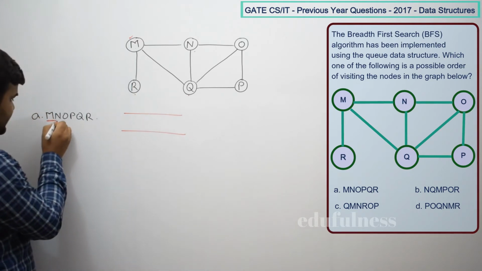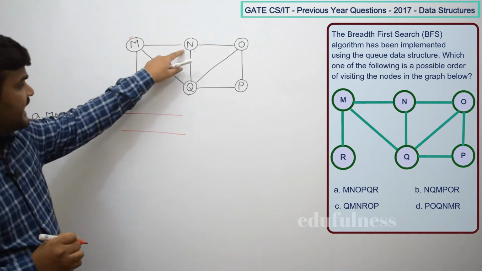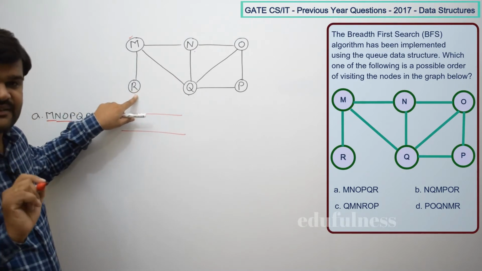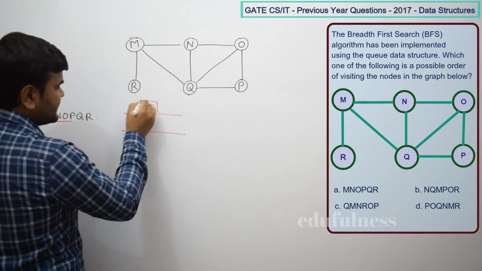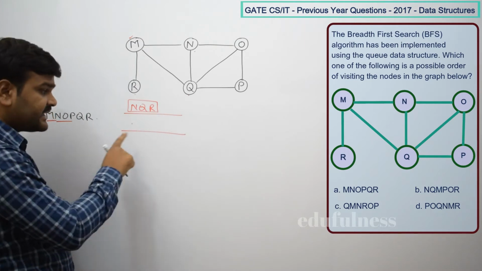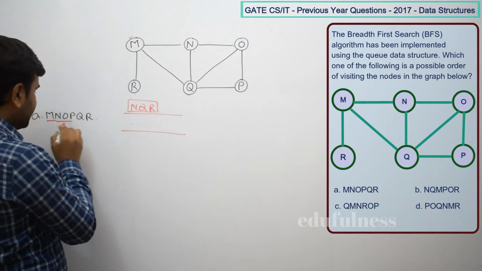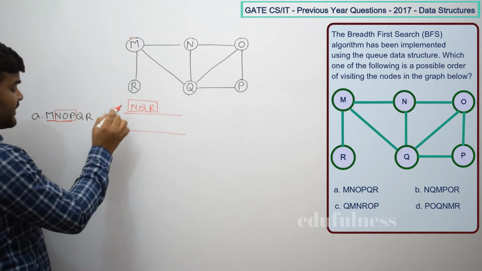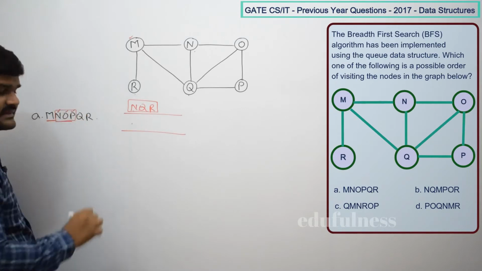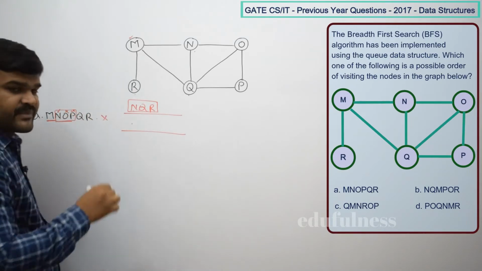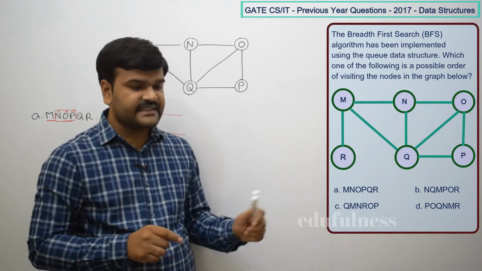That is why you have to observe the next three vertices. The next three vertices must be N, Q, R. It may be in any order. So in the Q, these three vertices N, Q, R must exist, and it is going to visit them in that order, but the order may be any. So the next three vertices must be N, Q, R, order may be different. Here N is present but O, P are there. That means this is not the BFS traversal if you start from M. So in that way option A is wrong.